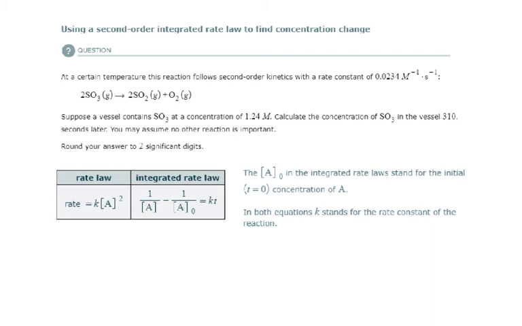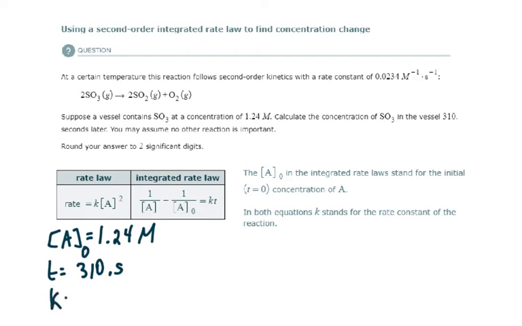Okay, here's our second example. Let's list out our knowns. We have the initial concentration of A. Initial is 1.24 molar. The time is 310 seconds. It's in seconds, and so is the unit that we have for time in K. So there's no need to convert to minutes or to hours.